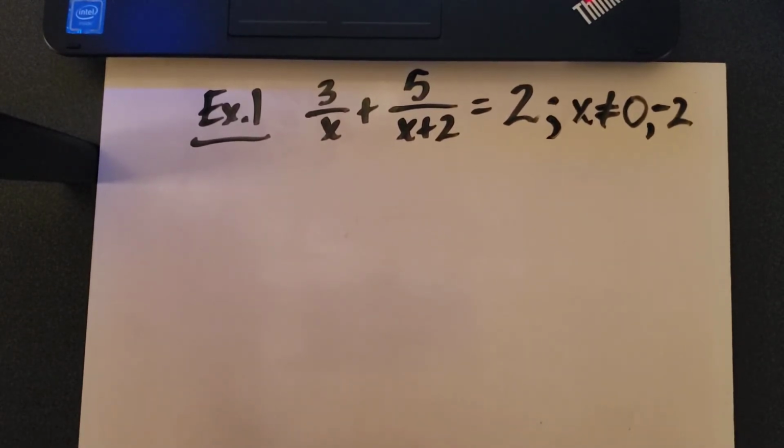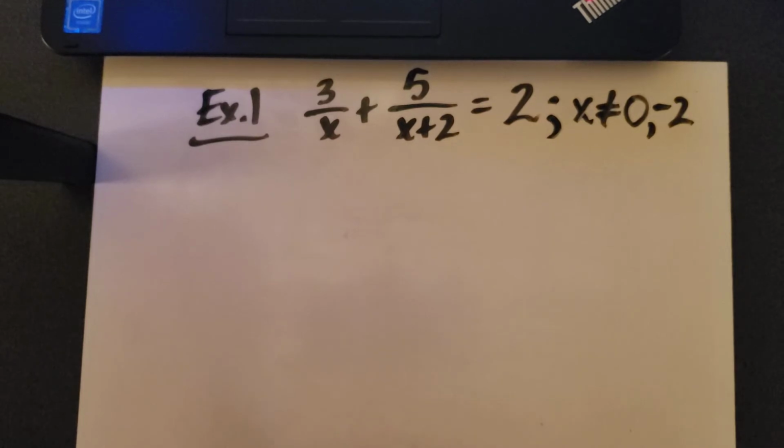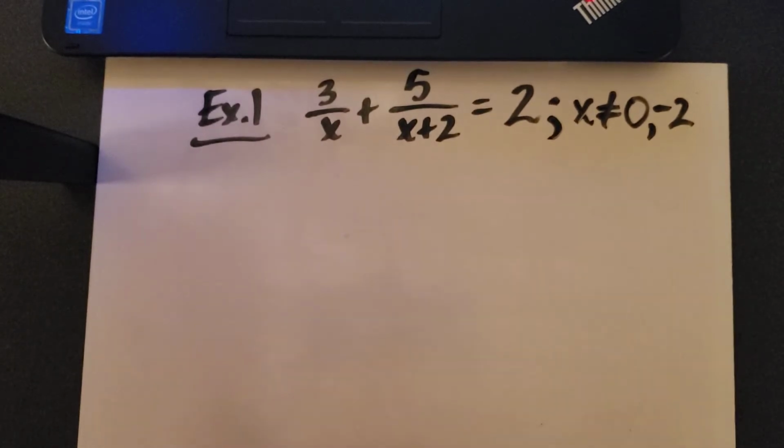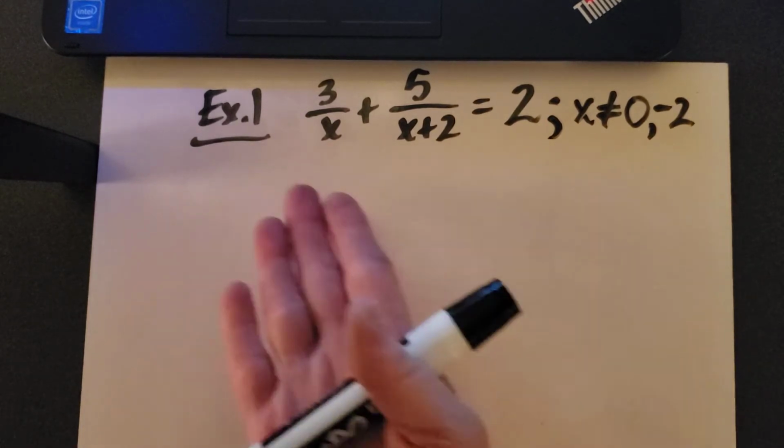Step 3 says to eliminate all denominators by multiplying both sides of the equation, meaning every single term, by the lowest common denominator. We all know that you guys hate fractions, and we got fractions here, and the way we're going to get rid of those fractions is by multiplying by the lowest common denominator so that we can cancel out the denominators altogether.